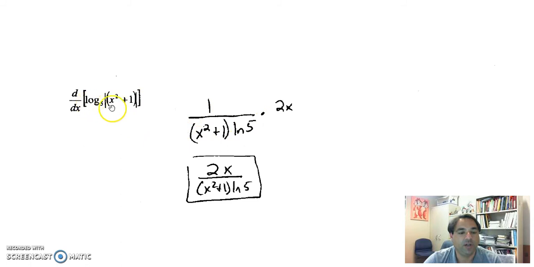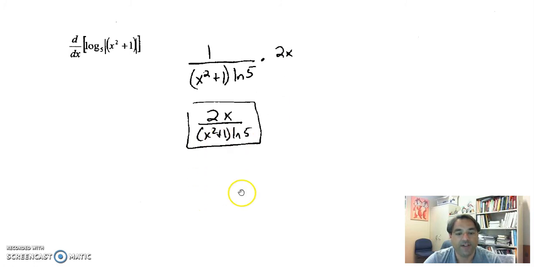So the derivative of log base 5 absolute value of x squared plus 1 would be 1 over x squared plus 1 in parentheses, ln of 5 for the base, times the derivative of the inside. Derivative of x squared plus 1: derivative of x squared is 2x, derivative of 1 is 0, so 1 times 2x would be 2x over, in parentheses, x squared plus 1, ln of 5.